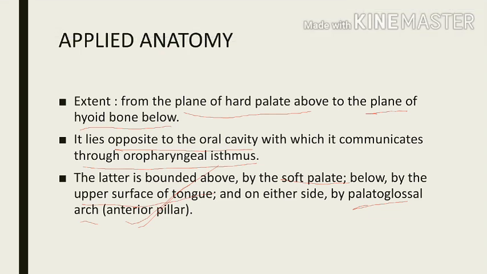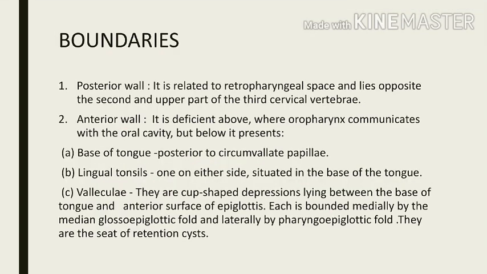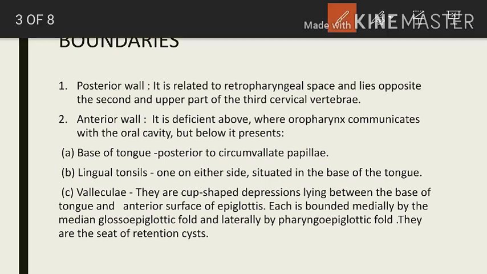Next we'll be discussing the boundaries specific to the oropharynx. Firstly, we have the posterior wall. This posterior wall is related to the retropharyngeal space, that is the space just behind the pharynx, and most importantly, it lies opposite to the second and the upper part of the third cervical vertebra. Second and the third. Third, what is it? It's only the upper part of the third cervical vertebra.